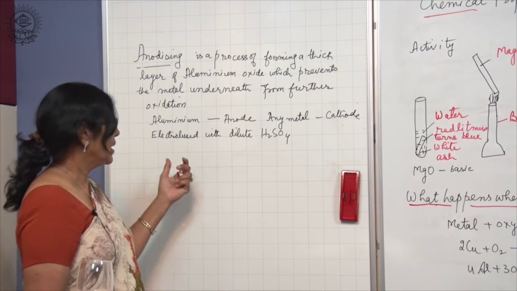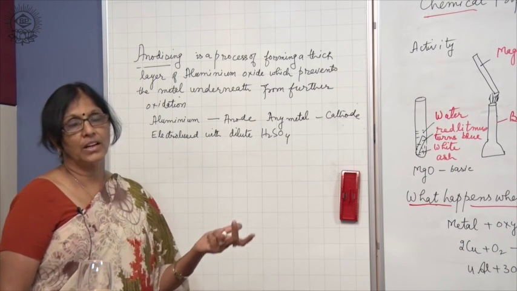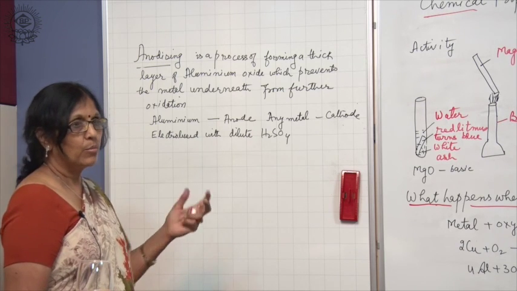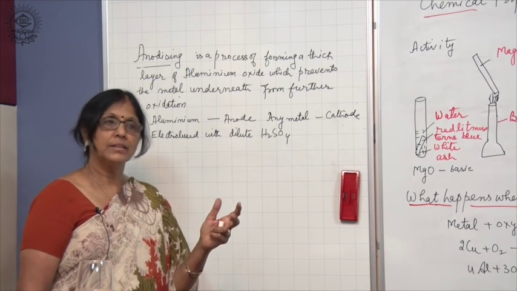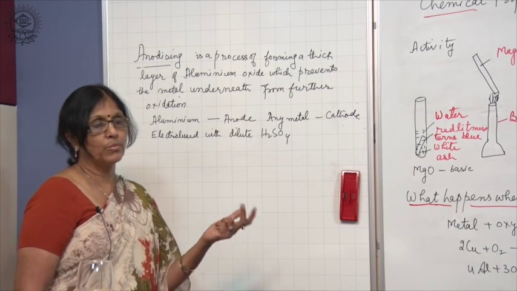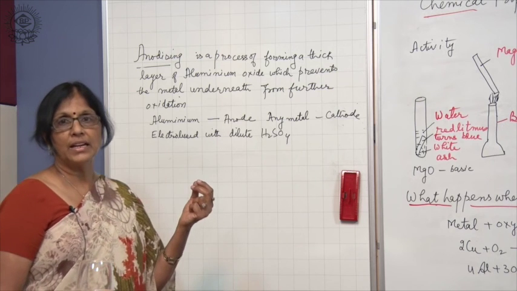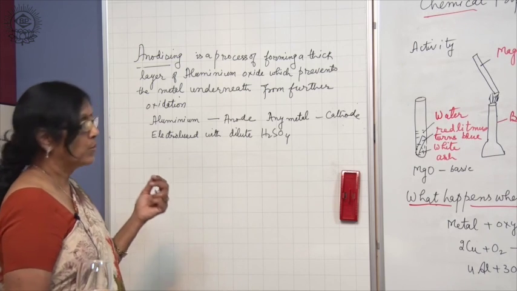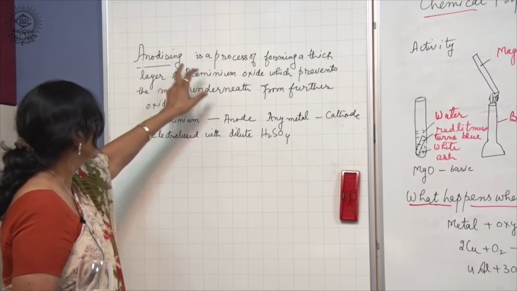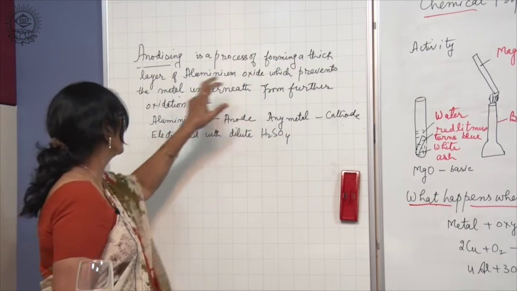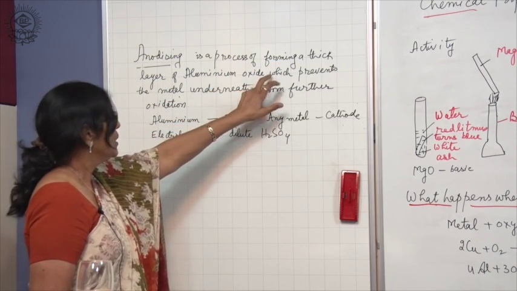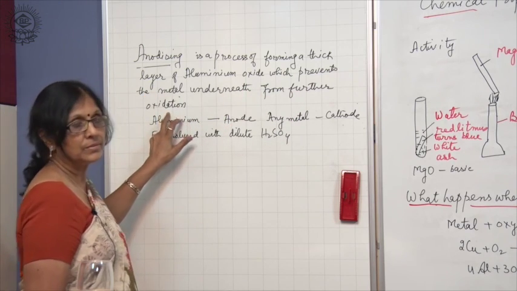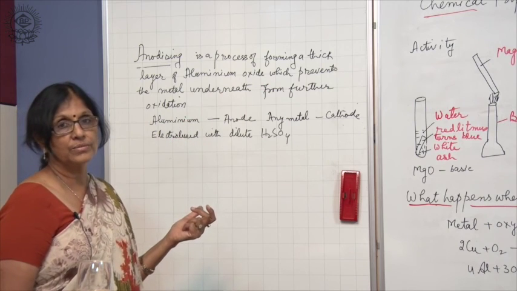This aluminum oxide layer can also be further dyed into different colors to make it more attractive. The thicker the layer of aluminum oxide, the more the protection. So, by making the aluminum oxide layer thick, protection of aluminum objects can be done. So, let us discuss what anodizing is. Anodizing is a process of forming a thick layer of aluminum oxide, which prevents the metal underneath from further oxidation, or we can say from further corrosion.